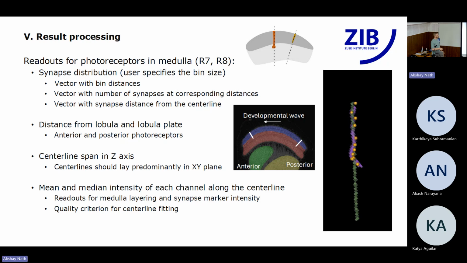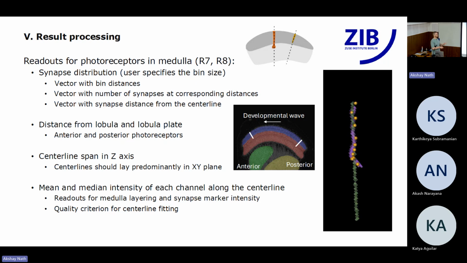This would be the lobula plate, lobula, and medulla. And these two white lines, let's imagine that they represent photoreceptors. For each photoreceptor, we calculate the distance from the lobula and from the lobula plate. So for example, this is the posterior part of the optic lobe, so in the back, and then anterior, the frontal part.